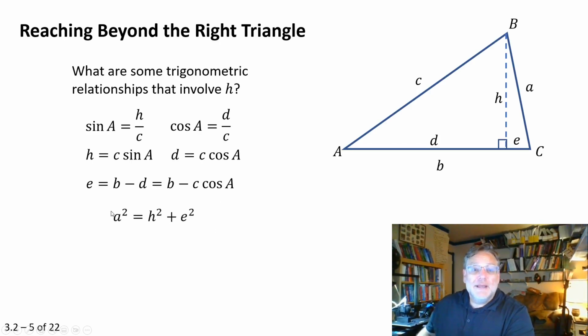In addition to this, since this right in here is a right triangle, we can say that A squared is equal to H squared plus E squared.